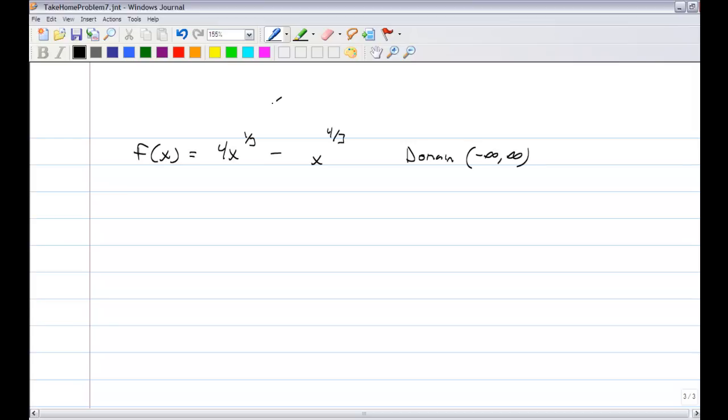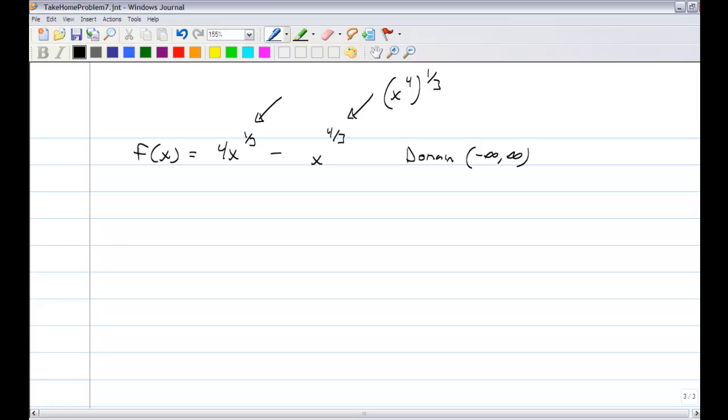I know that because I can raise any number to the 1/3 power. You can raise any number to the fourth and then take that and raise it to the 1/3. So the domain is negative infinity to infinity, which is nice.